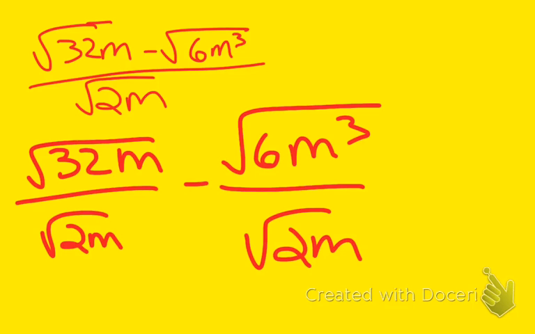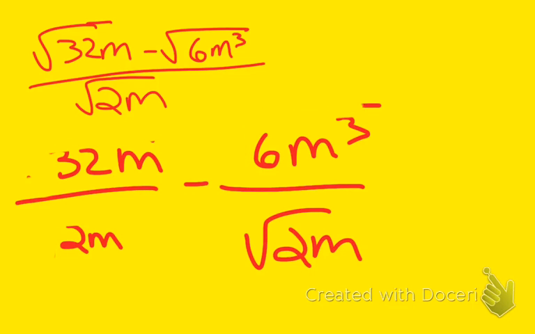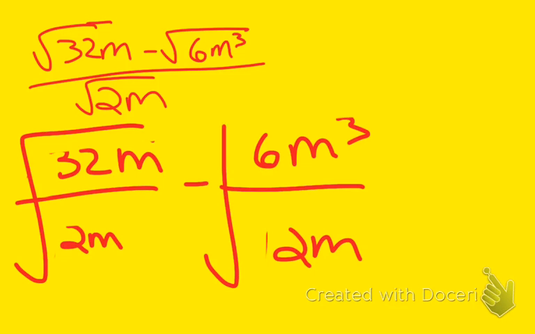Technically, I could have done this another way: written one big square root. So then the 32 and the 2 and the m, what can I do with that? 2 will go into 32 16 times. So the m is going to cancel. I'm going to have the square root of 16 here.